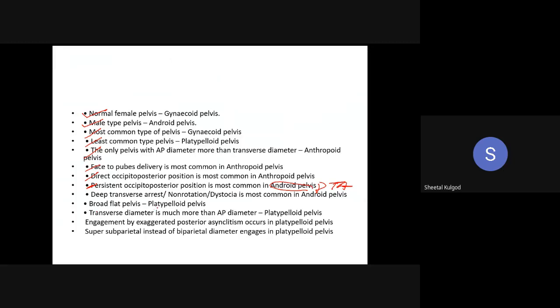Broad flat pelvis is nothing but platypelloid pelvis. Transverse diameter is much more than anterior posterior diameter in a platypelloid pelvis. Engagement is by exaggerated posterior asynclitism. That is terminology we'll come to understand later. Asynclitism occurs in a platypelloid pelvis. Suprasubparietal instead of biparietal diameter engages in the platypelloid pelvis. So these are salient features of the pelvis and related to the questions which you are getting in the MCQs. Do you get all these points? It's just like a revision of what we've studied earlier. Yes, ma'am.